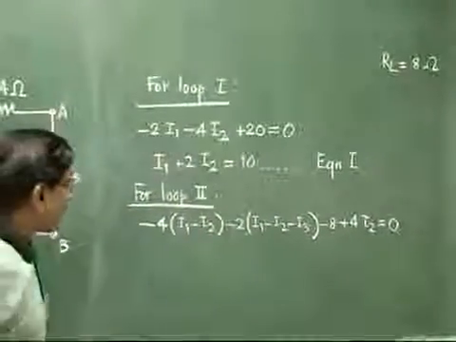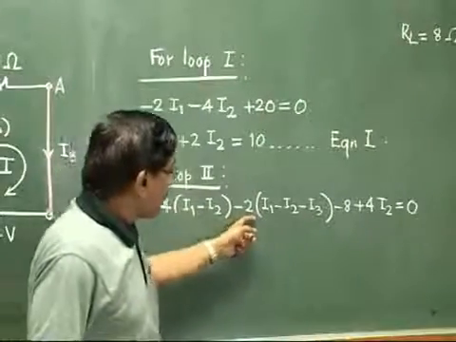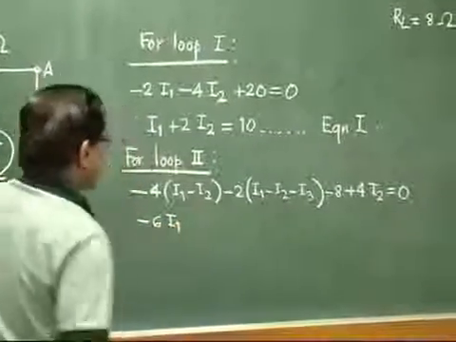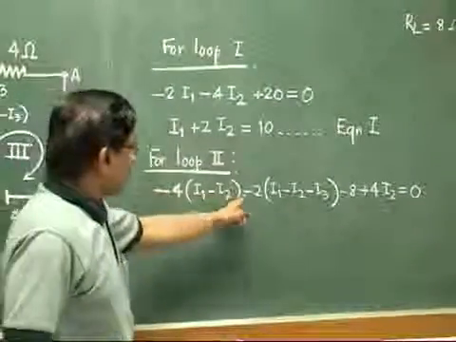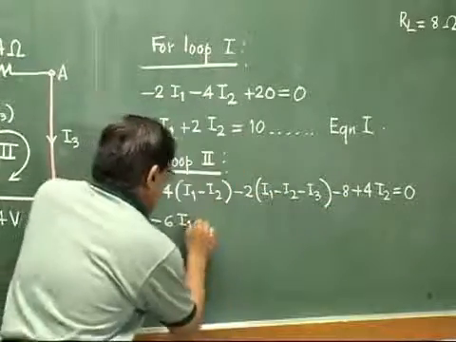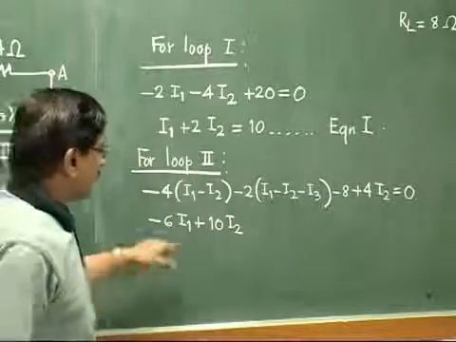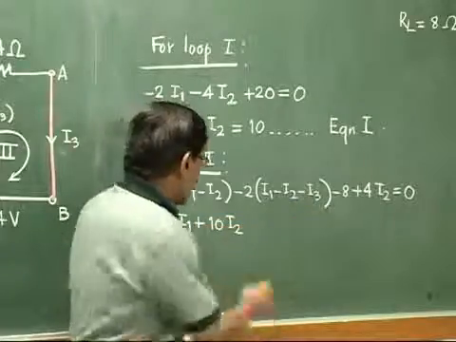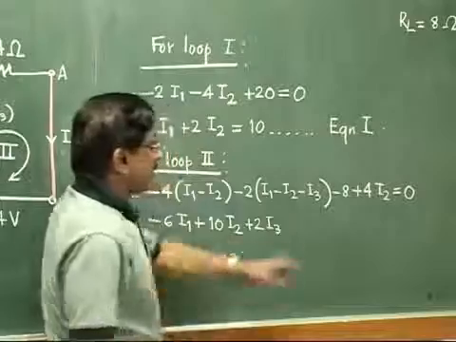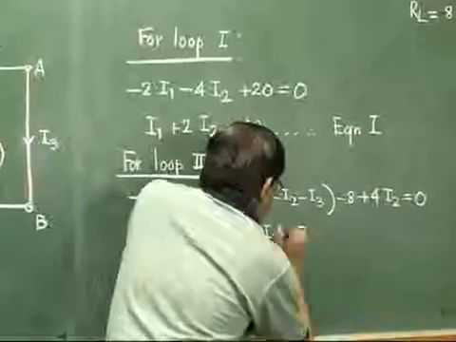Let us compile all I1 terms. Minus 4I1, minus 2I1 is minus 6I1. Those are the I1 terms. Then plus 4I2, plus 2I2, plus 6I2... and plus 4I2. So that will be plus 10I2. Then I3 terms. It is plus 2I3. That is the only term. And then this constant 8 we can take to other side. So this will be equal to 8.